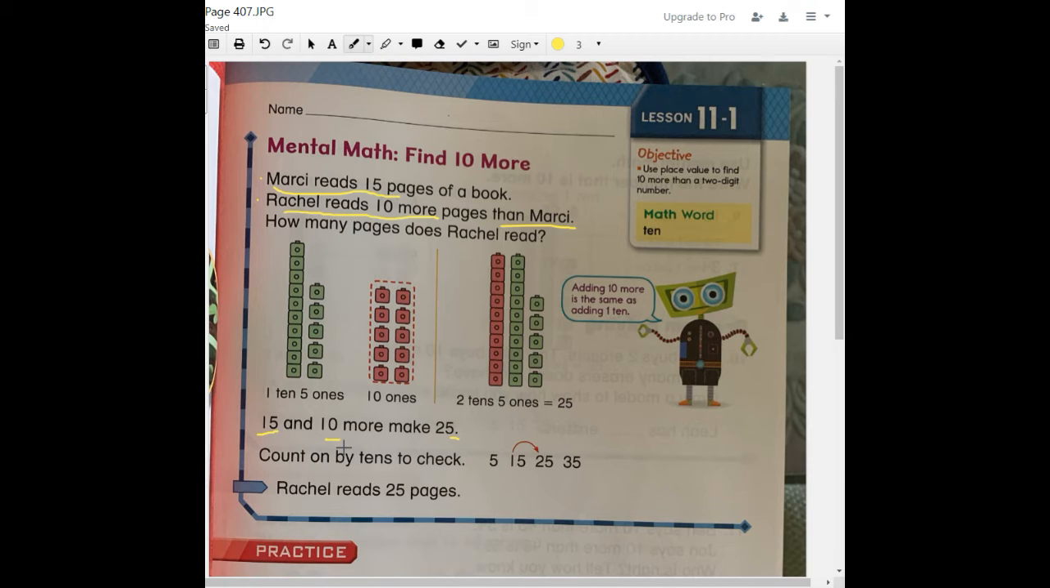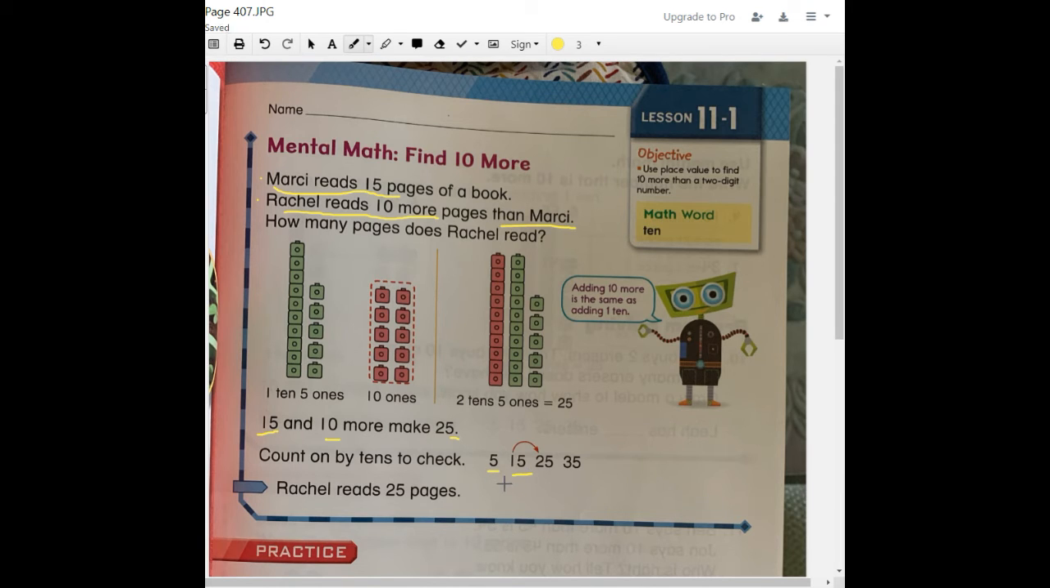What about the tens? The number in the tens place. This one and this one. How did that change? It goes one more higher. Very good. Let's count on by tens to check. So we started off with 5 ones, and then we add 10. So 10 plus 5 is 15.